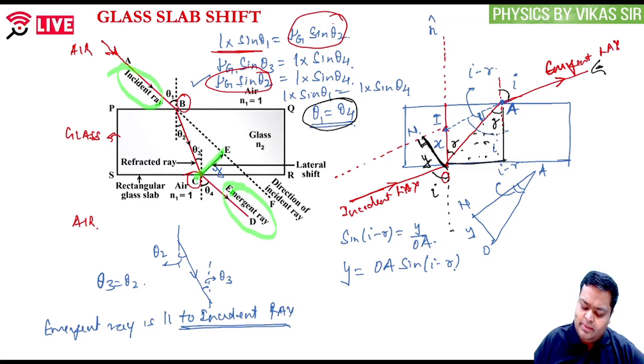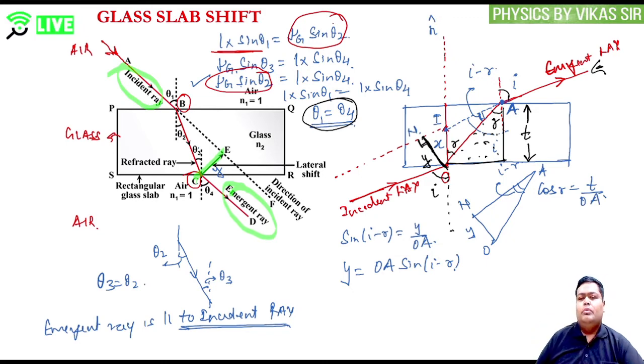For getting the OA, I'm going to construct this triangle, and in this triangle this side is the thickness of this glass slab. So I can use cos of R equal to T upon OA from this triangle, where T is labeled as the thickness of the glass slab. From here I get the value of OA, which is equal to T upon cos of R.